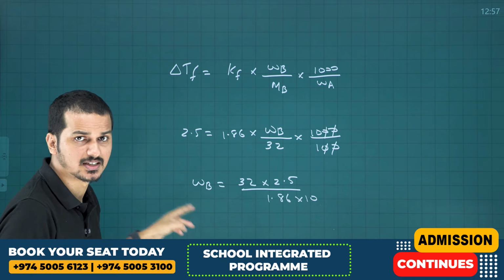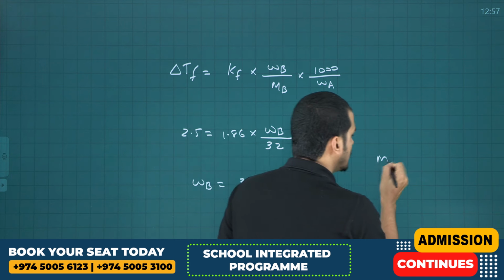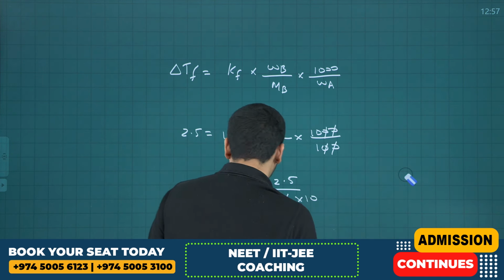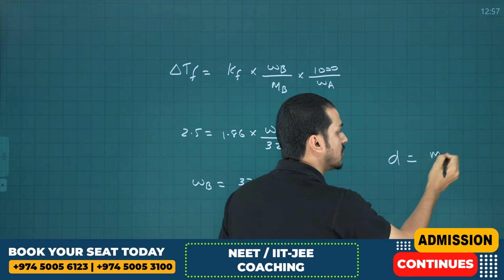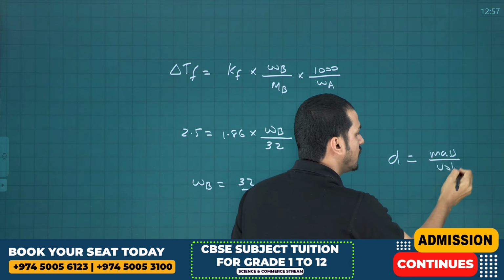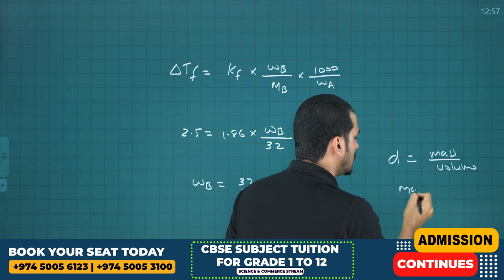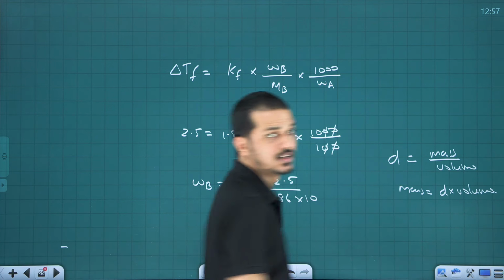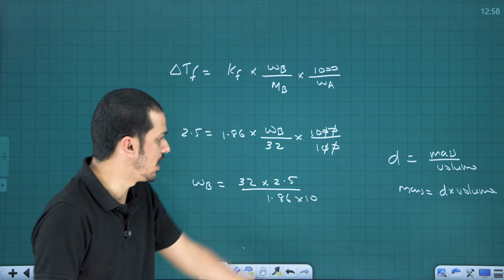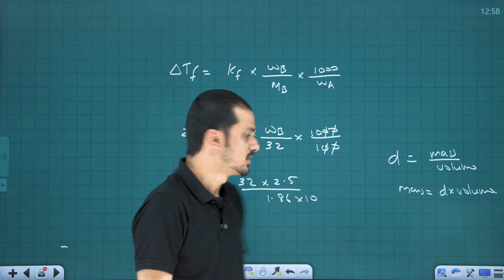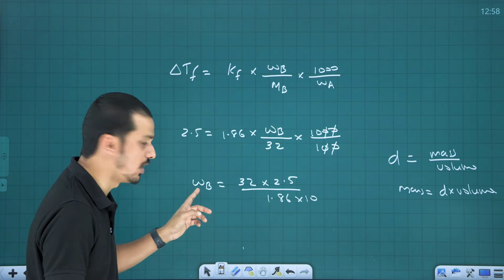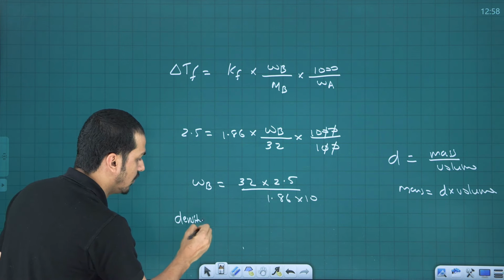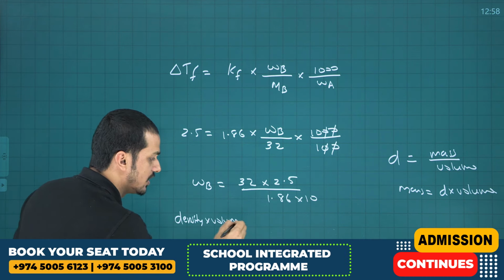What is the given mass? We know the idea: density is equal to mass by volume. So mass is equal to density into volume. Mass is equal to density into volume. So instead of Wb, I can write density into volume here.